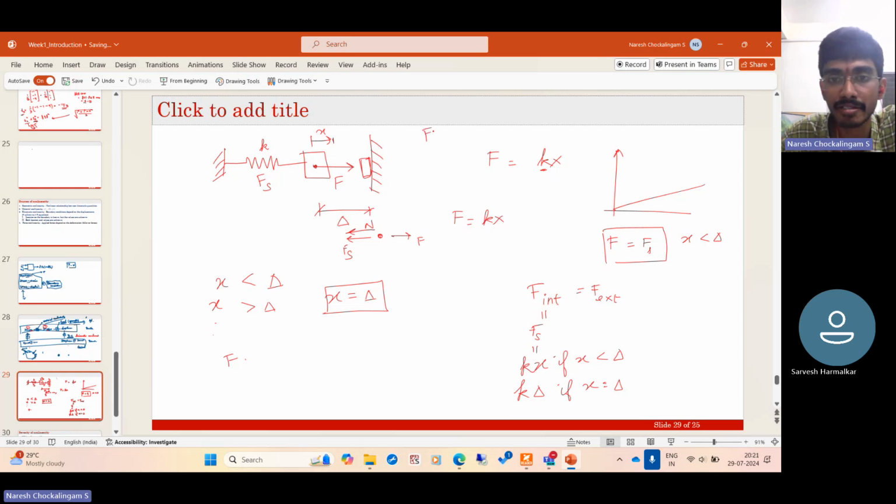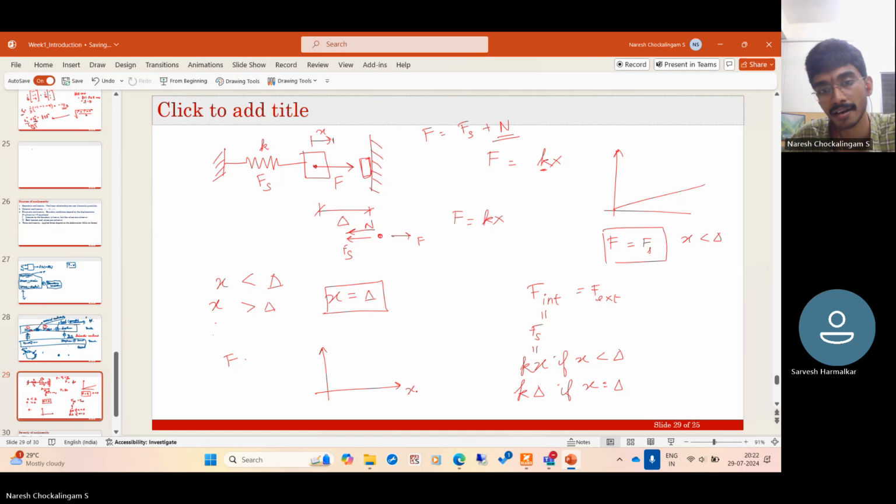So in that case, F is equal to Fs plus N. How much is the N? You apply a certain force. If X is the displacement and you plot X versus F, initially it will be linear. Once X reaches delta, the force in the spring will be K delta.